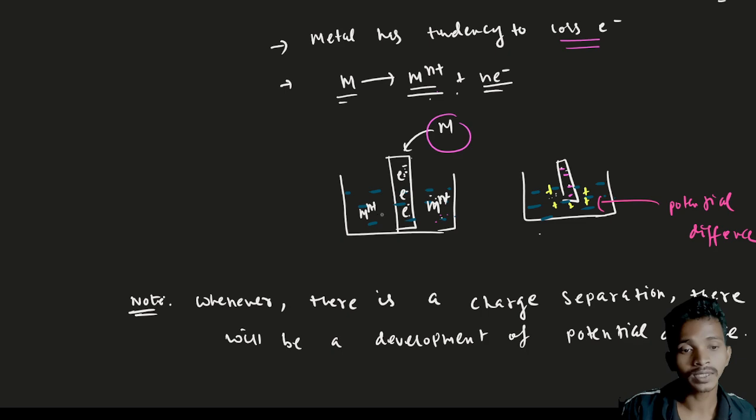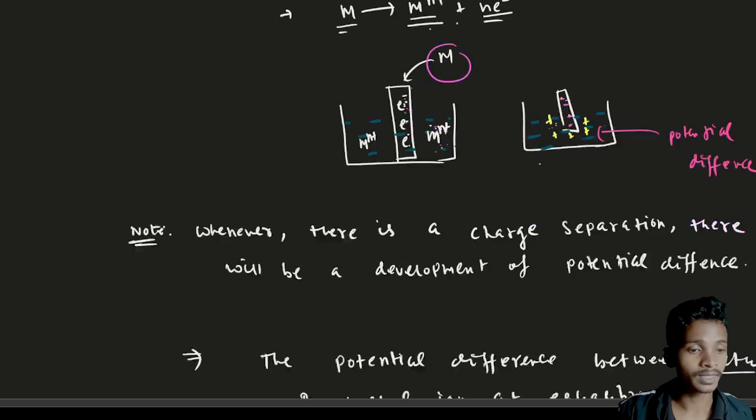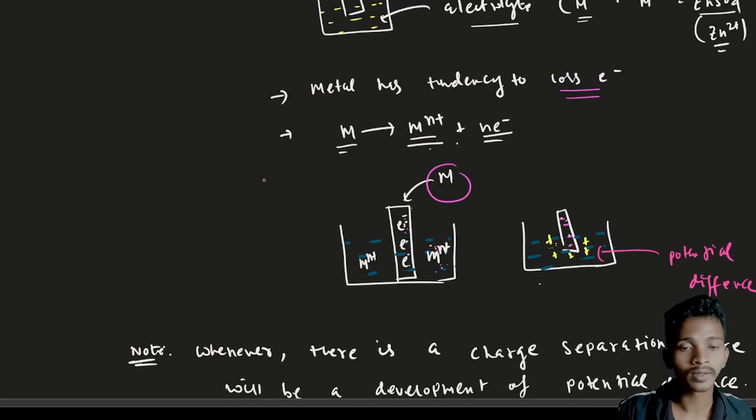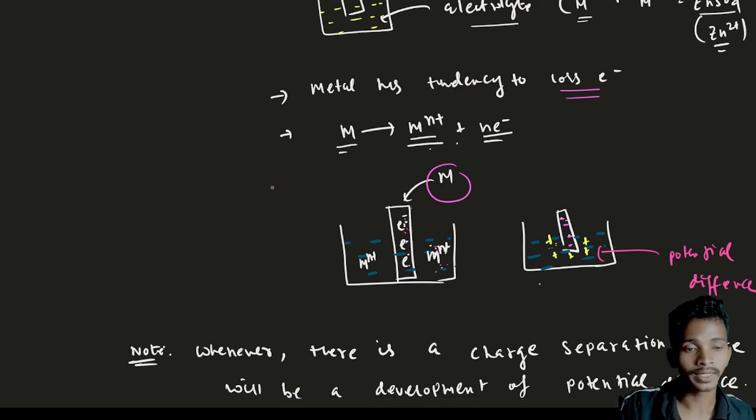Previously, both positive and negative charge were in a neutral form, but when the extra positive charge comes into the solution, these ions get positive charge. So these ions with positive charge and this electrode with negative charge create a potential difference. What it says is the potential difference between metal and metal ions at equilibrium.